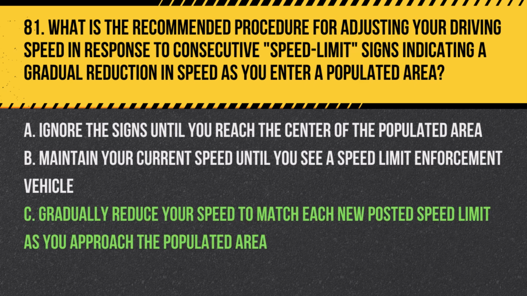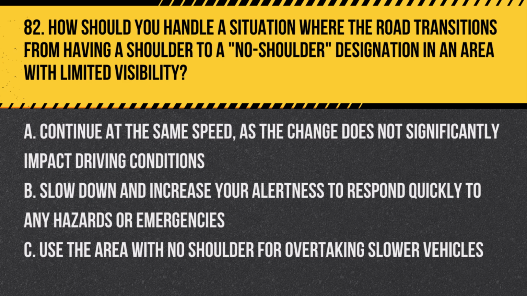Answer. C. Gradually reduce your speed to match each new posted speed limit as you approach the populated area. This ensures a smooth transition to the lower speed limit, enhances safety for both drivers and pedestrians, and complies with traffic laws. Question 82. How should you handle a situation where the road transitions from having a shoulder to a no-shoulder designation in an area with limited visibility?